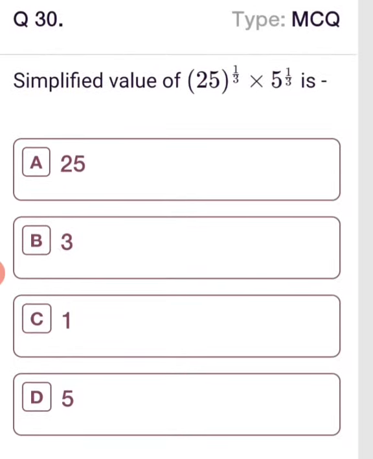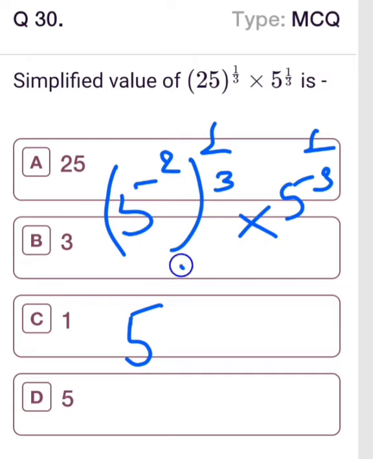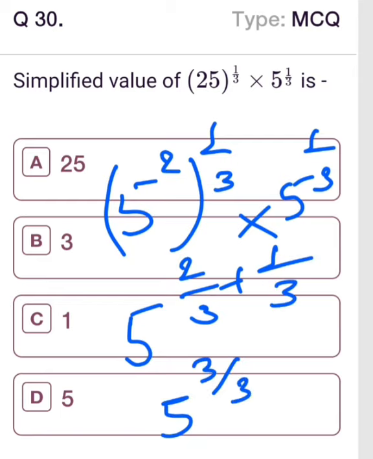Next question, come on. 25 power 1 by 3 and 5 power 1 by 3. What can I write? 25 means what? 5 power 2 and power 1 by 3 is already here, and 5 power 1 by 3. Okay, this is your 5 power 2 by 3 and 5 power 1 by 3. So the base is the same, then the powers will be added. 3 by 3, 5 power 1. What is 5 power 1? It is 5.